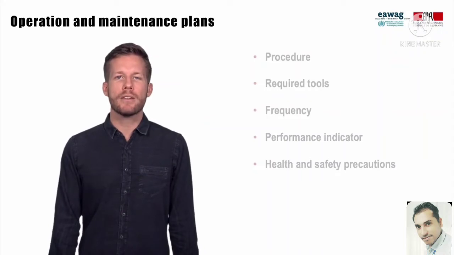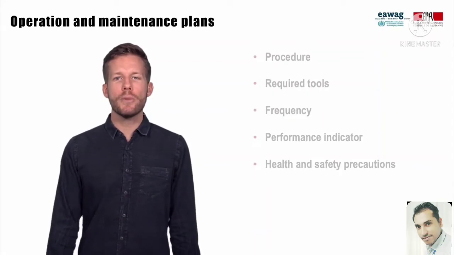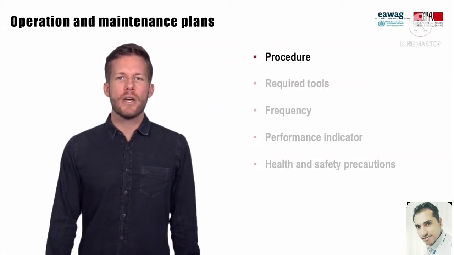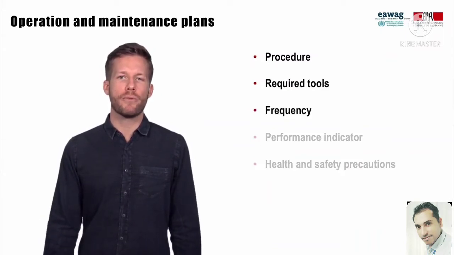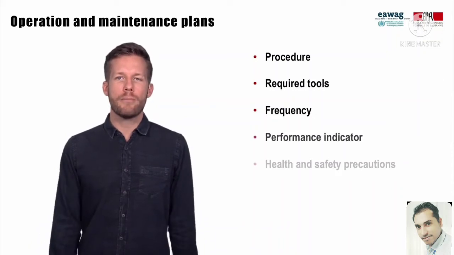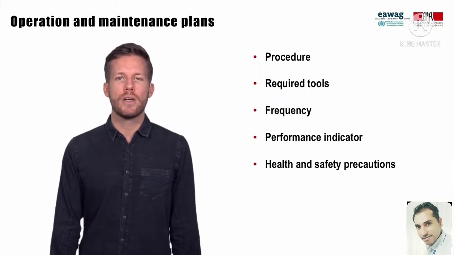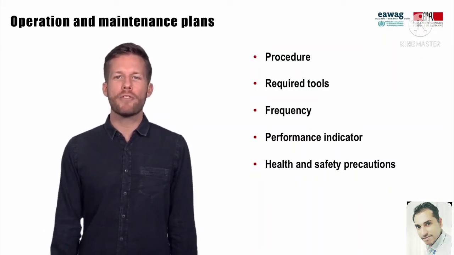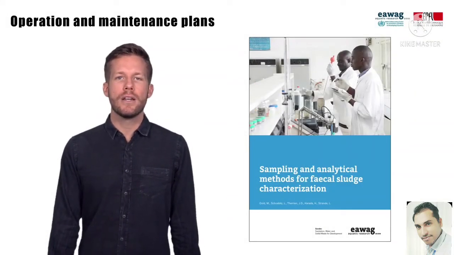Every fecal sludge treatment plant should have operation and maintenance plans. In general, operation and maintenance plans document the procedure of the operation and maintenance activity. It also includes tools that are required to conduct the activity, and shows how often the activity has to be performed. It also includes performance indicators to measure if the activity was successful, and includes health and safety precautions. Such precautions should prevent employees from getting sick, for example from pathogens, or electrocuted from electrical devices. An example of an operation and maintenance plan are standard operating procedures for the analysis of fecal sludge. These can be downloaded free of charge from our website.